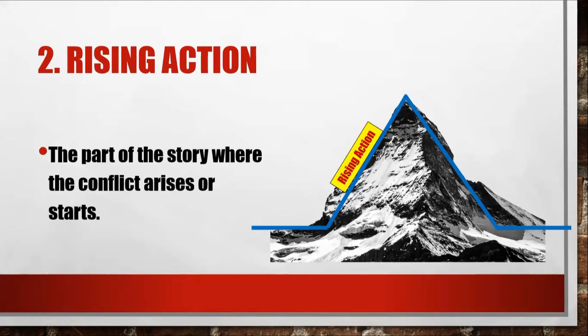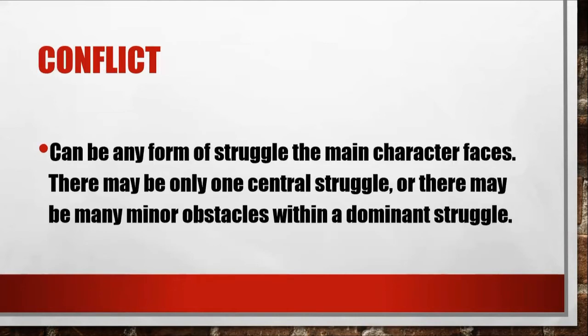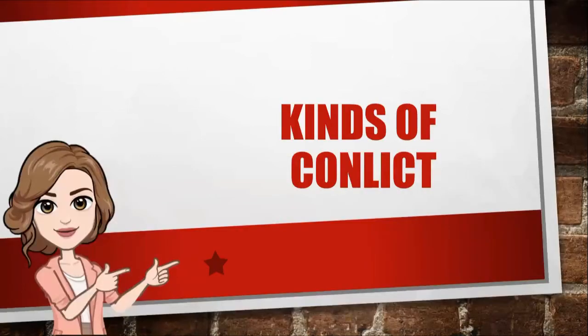The rising action is the part of the story where the conflict arises or starts. What is conflict? It can be any form of struggle that the main character faces. There may be only one central struggle, or there may be many minor obstacles within a dominant struggle. When we say conflict, it is the problem in the story. There are different kinds of conflict.